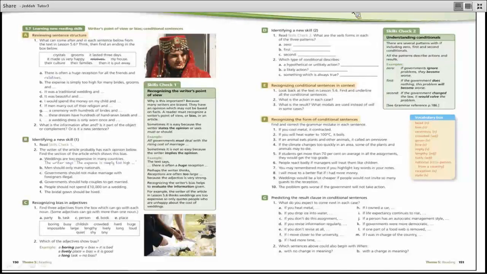The second conditional is about hypothetical scenarios, things that are not likely to happen. We're supposing that they happen. In this case, you would use past simple, and the other part would be would plus the verb in the base form. So if the government changed the law, well, obviously the government didn't change the law. So if the government changed the law, it would solve the problem. Okay? Are you getting the idea? Okay.